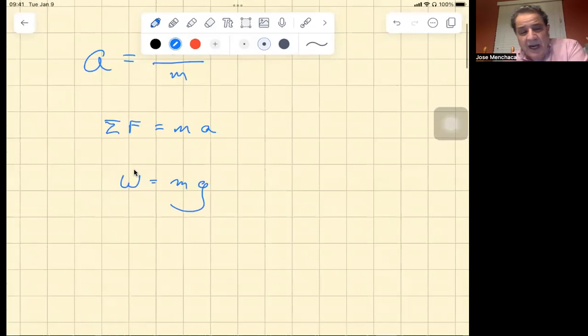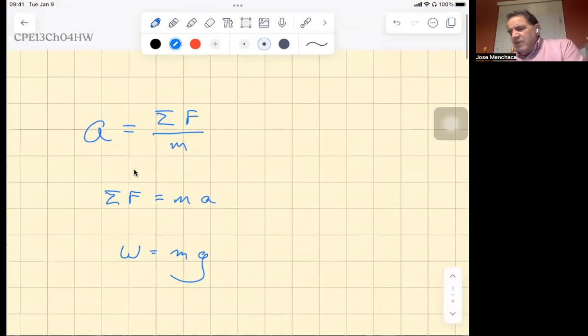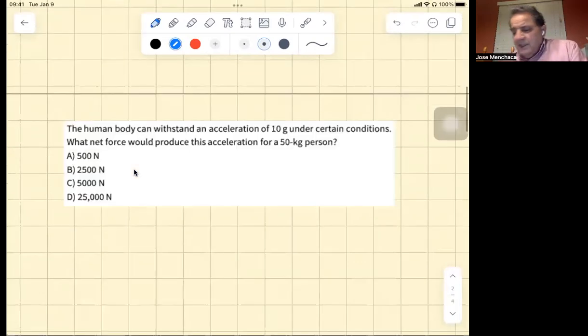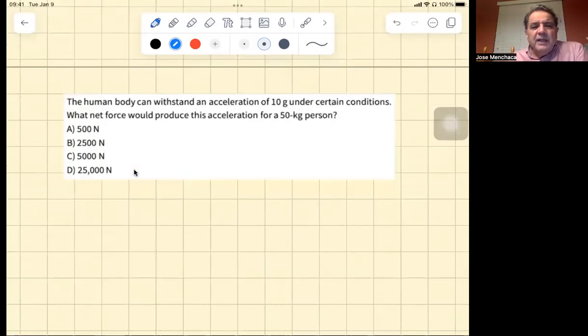Okay, so that's kind of your cheat sheet for this chapter. There's not many equations. It's not like we had the equations of motion in a previous chapter. In fact, we're going to use one of those equations. Let's look at this problem. The human body can withstand an acceleration of 10 G's under certain conditions. Well, what's 1 G? 1 G is 10 meters per second squared. So 10 G's is 100 meters per second squared.